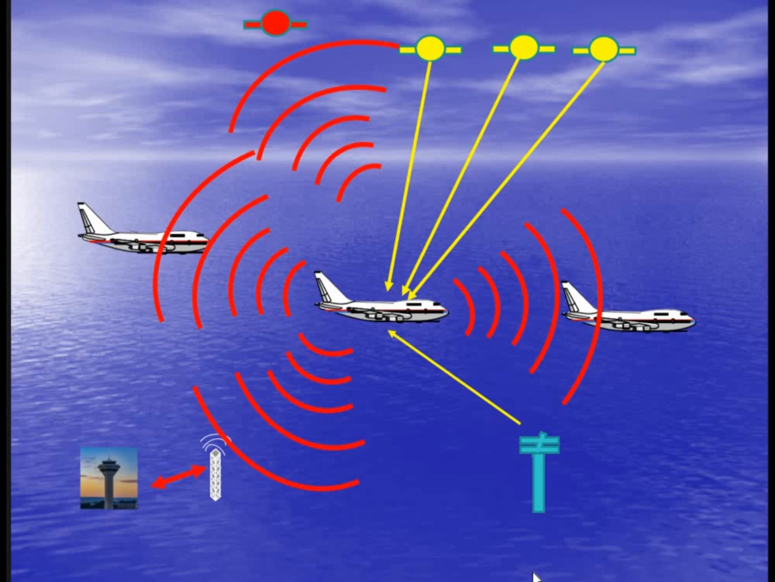Unlike the SSR or secondary surveillance radar, ADS-B does not require an interrogation signal from the ground or from any other aircraft to activate its transmission. It automatically transmits information without any external assistance.